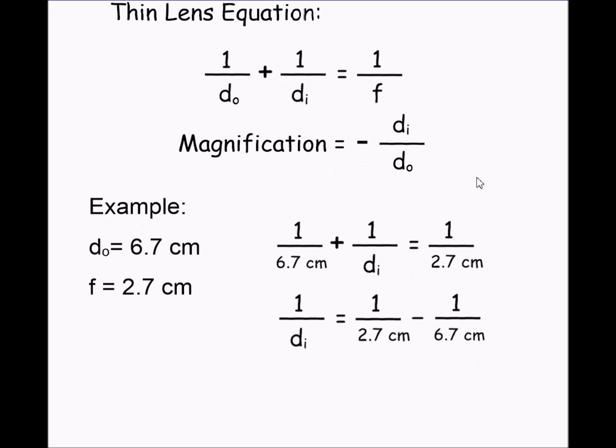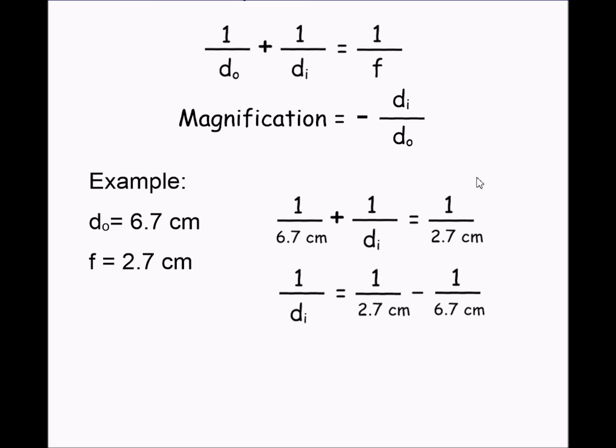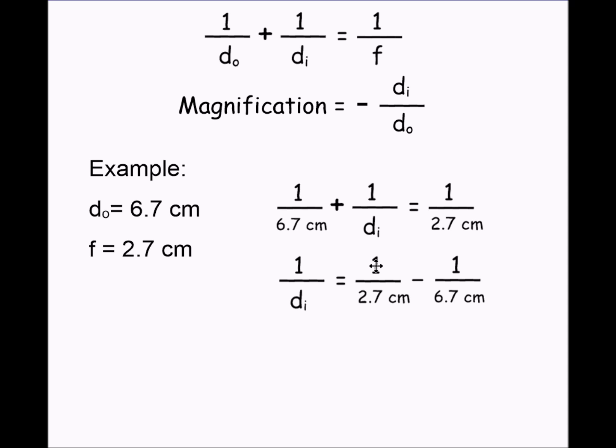When you go to do this on your calculator, what I recommend is typing in 1 divided by 2.7, equals, and then minus 1 divided by 6.7. There also is an inverse button on your calculator, called x to the minus 1. You could use that button as well, and that might make it a little bit simpler, but honestly, it's just easiest to type it in the way I described a moment ago.